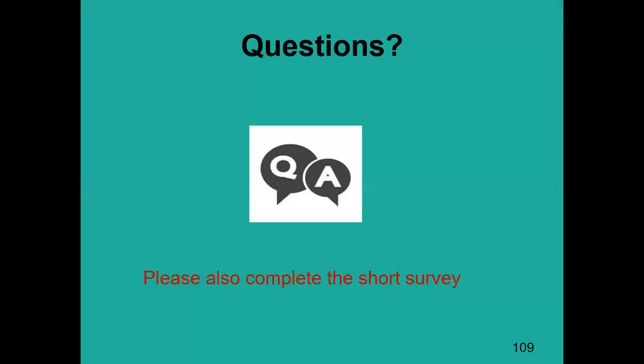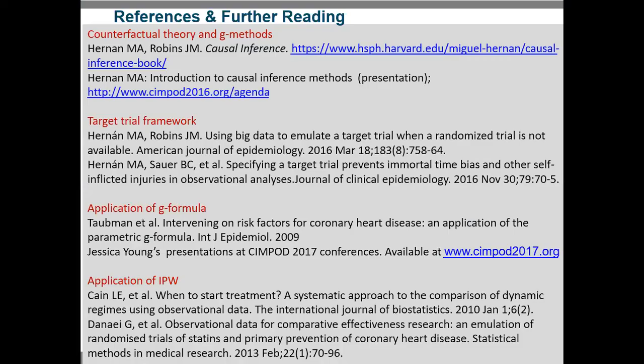So for the counterfactual theory and the G methods, read Miguel's book. Freely downloadable, available online. You enter Harvard causal inference, Miguel, and you will see immediately. The first thing that comes up should be this book. This book is not very theoretical. I think that you can follow it easily.